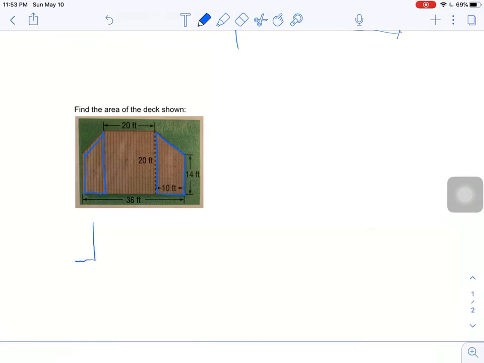So we can split this shape apart into a trapezoid, a rectangle, and another trapezoid. Now we need to make sure that we have all of the different measures that we need for our shape. So the rectangle up here, we have this 20 feet labeled, so we know that that's one side of the rectangle.